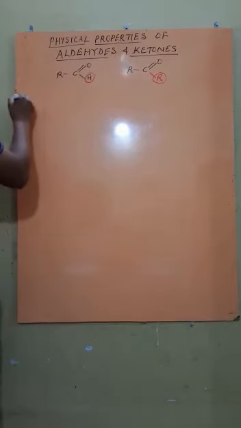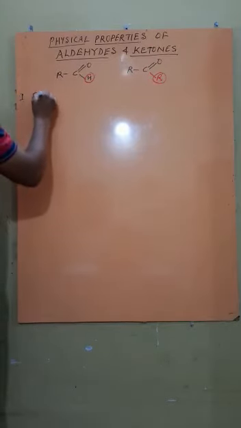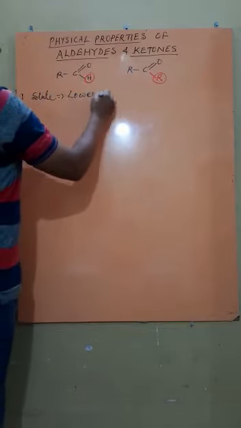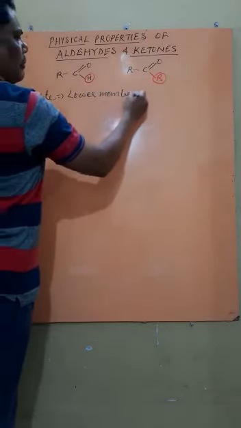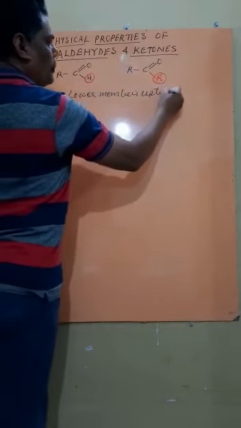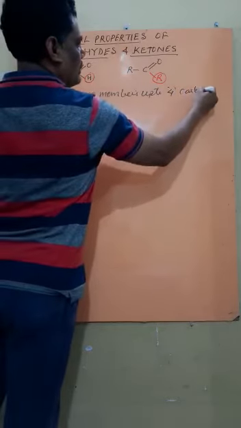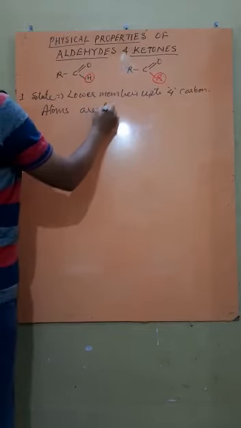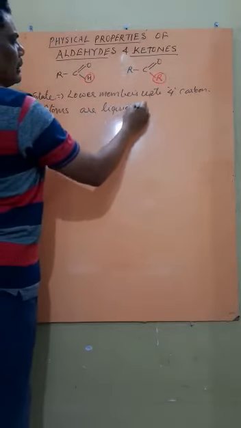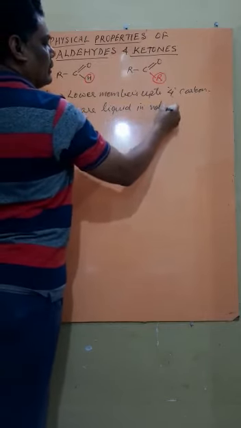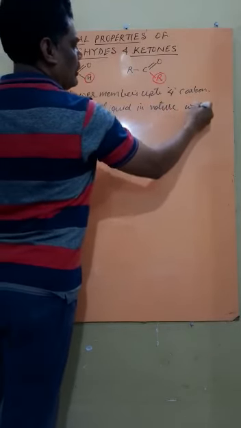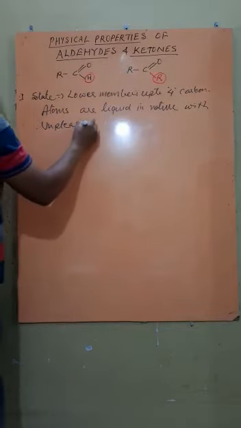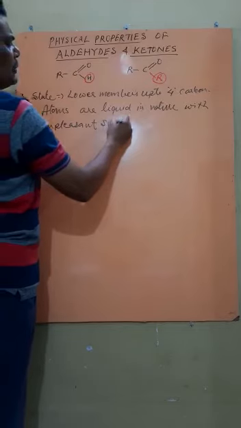So, physical property, first one what? State. That is the physical state. Student, as you know, the lower members, up to 4 carbon atoms, are liquid in nature, with unpleasant smell. Unpleasant smell means very bad smell.